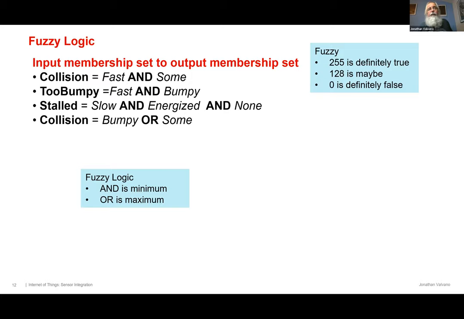So now fuzzy logic converts an input membership set to an output membership set. So now we have some more fuzzy variables. Here there are four more: collision, too bumpy, stalled, and okay. Collision was listed twice. Okay, whatever. I didn't mean to have two membership sets with the same name. That would not be good.